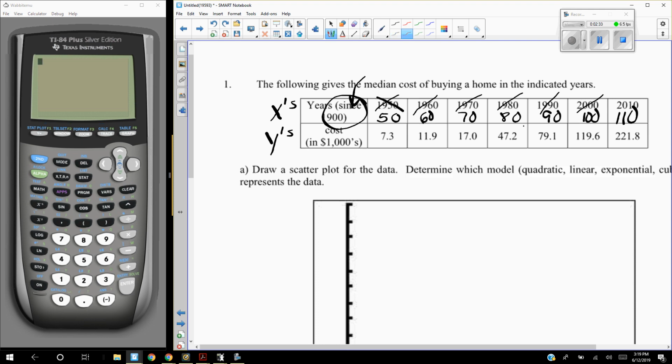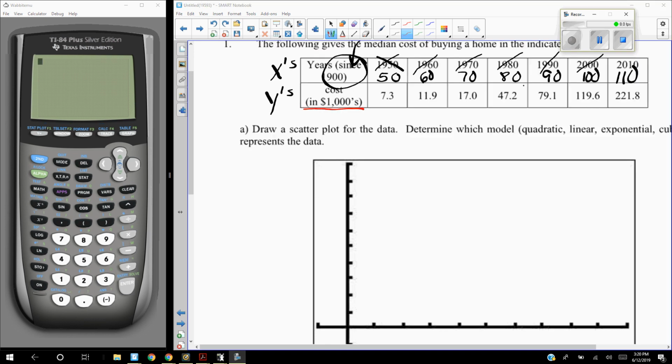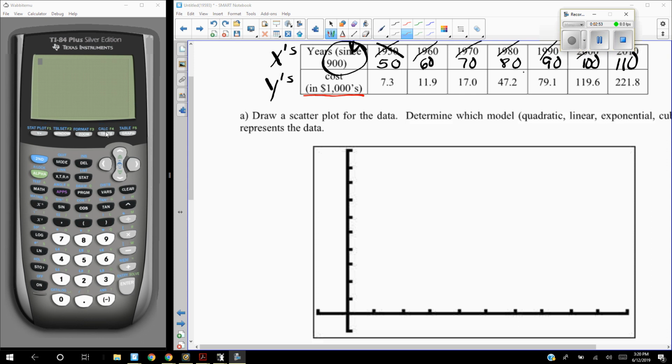We're not going to change the y values at all because they're already scaled for us. They are cost. The cost of buying a median home in thousands of dollars, so 7.3 actually represents $7,300. So now we're going to make a scatter plot. Again, our x's are going to go across the bottom. So I'm just going to count. I'm going to start at 1950.